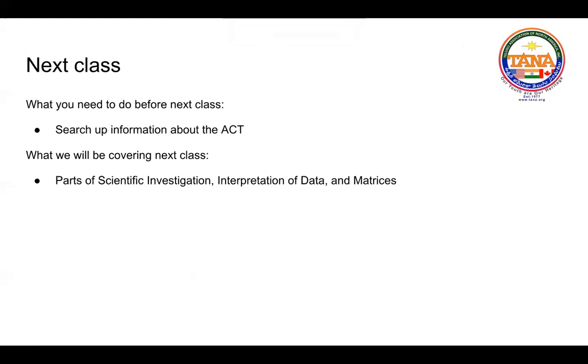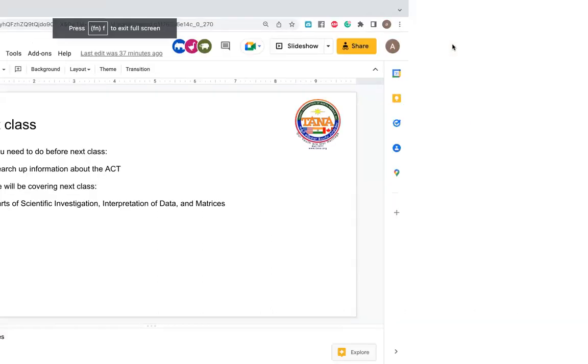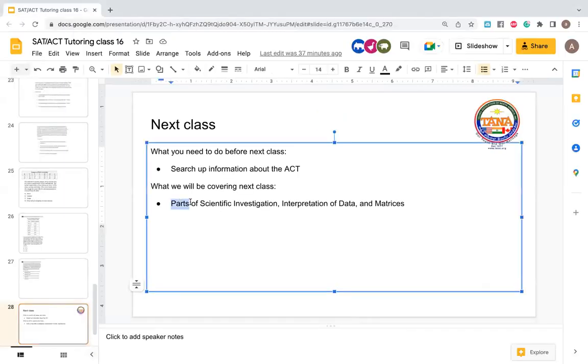So for next class, I forgot to change this part. What you guys have to do for next class is not to search up more information about the ACT. Instead, next class we're going to be doing evaluation of models, inferences, and experimental data results. And yeah, that's it, really.